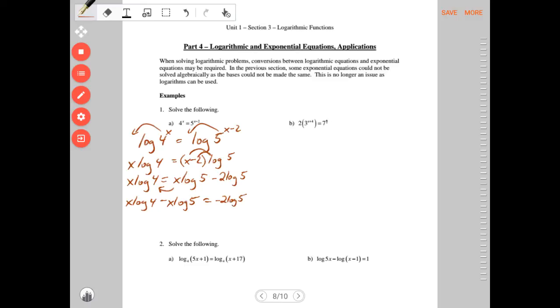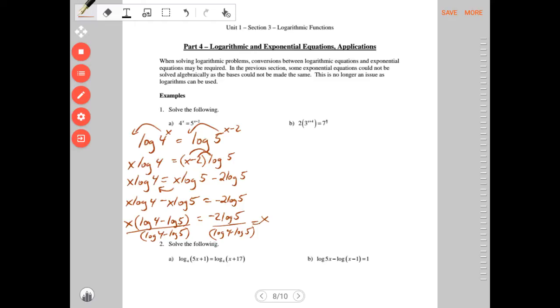We do this so often in algebra. It just looks different when there's these log things. Each term has an x in it, so we can factor that out. So x times log 4 minus log 5 equals negative 2 log 5. And then we just divide by log 4 minus log 5. Whatever you do to one side, you do the other. So x equals negative 2 log 5 over log 4 minus log 5.